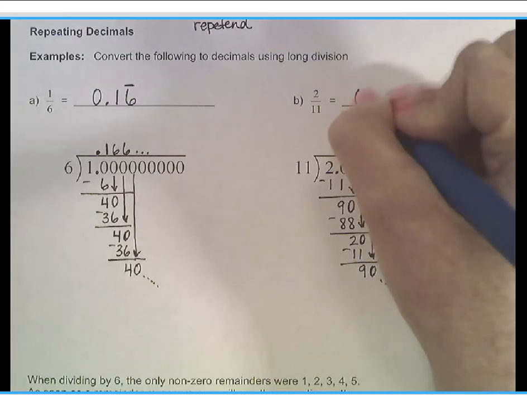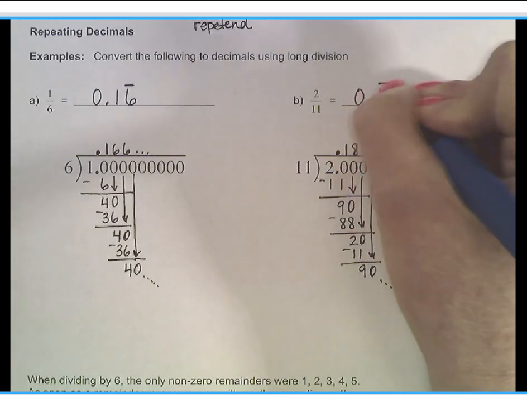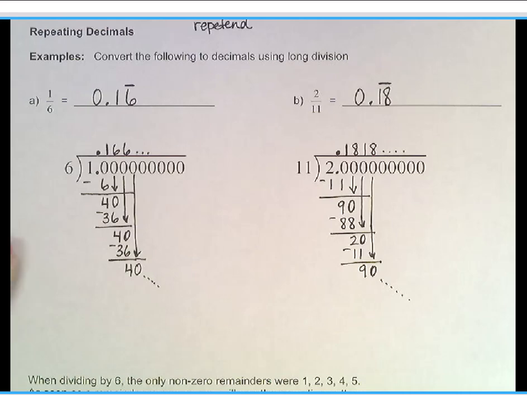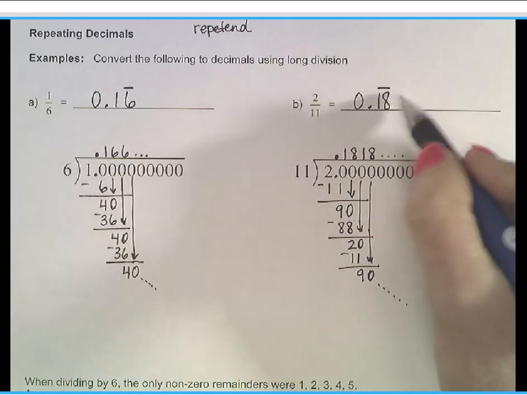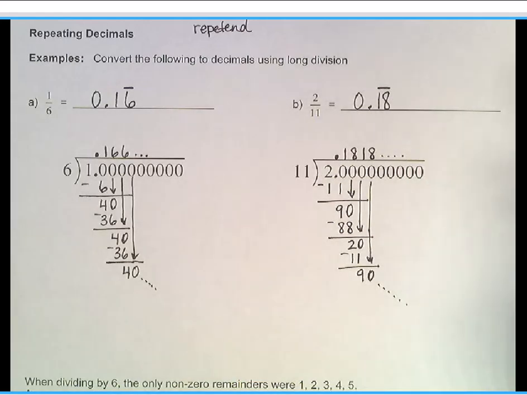So this repeating pattern is actually a double block there. The repetend has 2 numbers. It's 0.181818181818. Sometimes the repeating block has 3 or 4 numbers in it.